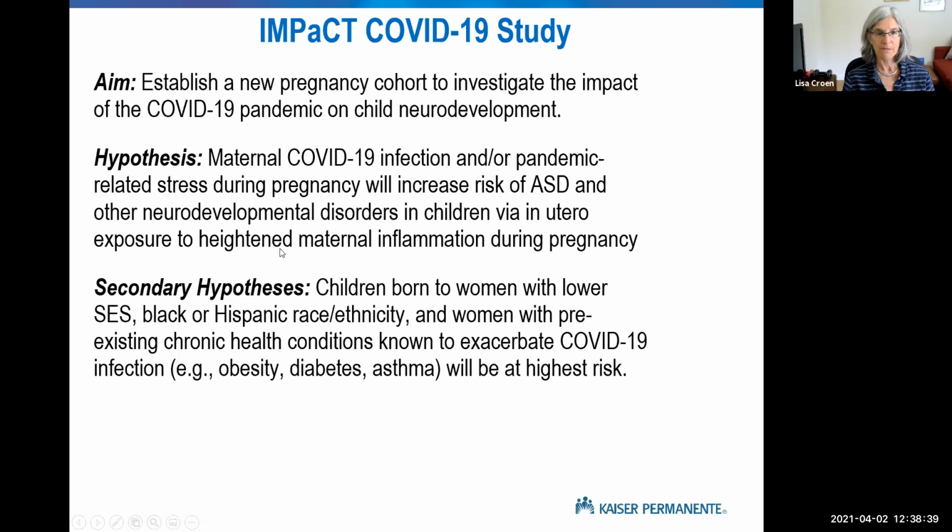And because we have a very large and diverse population to study, we were also able to look at racial ethnic disparities in infection and stress, and also disparities in terms of pre-existing medical conditions and conditions that we know have been linked to increased risk for severe COVID, for example. And so we hypothesize also that children born to women in some of these disadvantaged race ethnic groups, and also women who have existing chronic health conditions such as obesity, diabetes, or asthma will be at highest risk for delivering children with neurodevelopmental disorders.